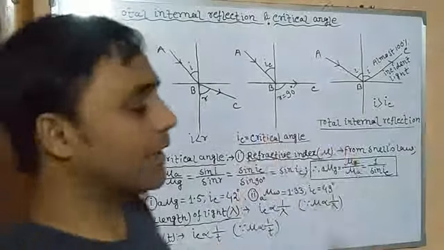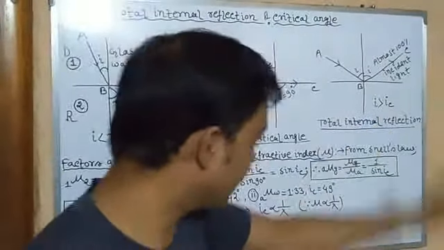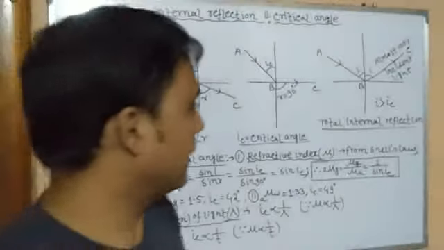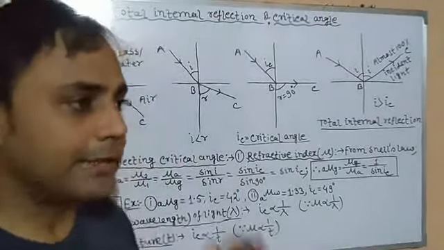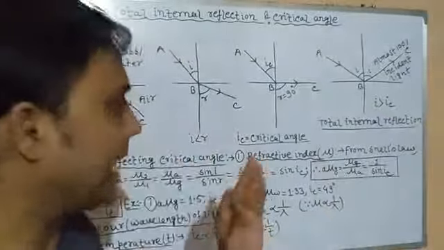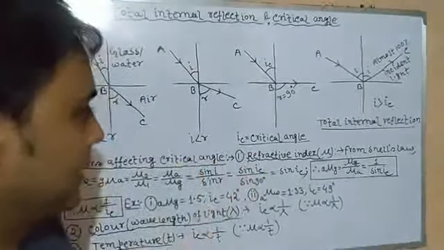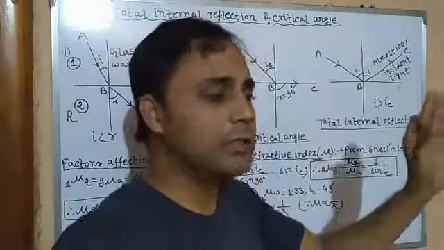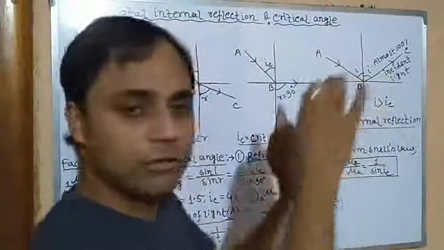Again, from this we can easily define total internal reflection. Mind it, when angle of incidence is greater than the critical angle. So how can you define total internal reflection? When light travels from denser to rarer medium, if the value of angle of incidence in the denser medium is greater than the value of critical angle, then the total light is reflected back or bounced back to the same medium. This phenomenon is called total internal reflection.